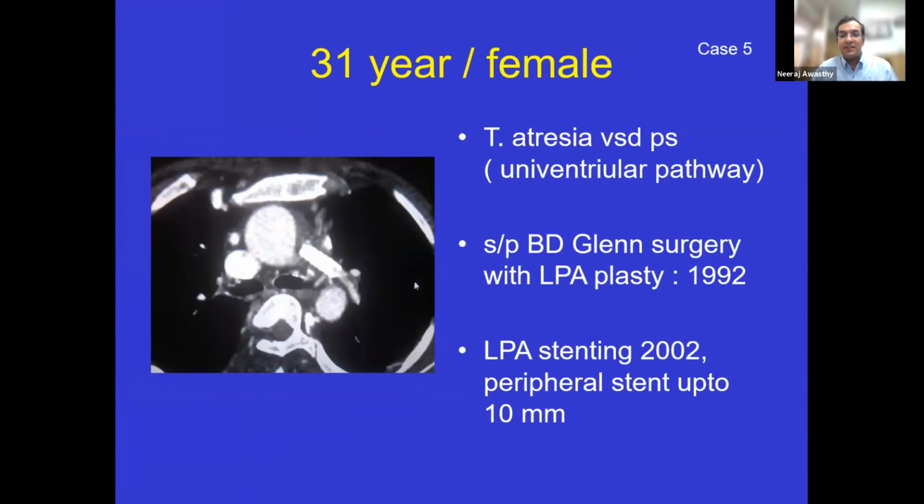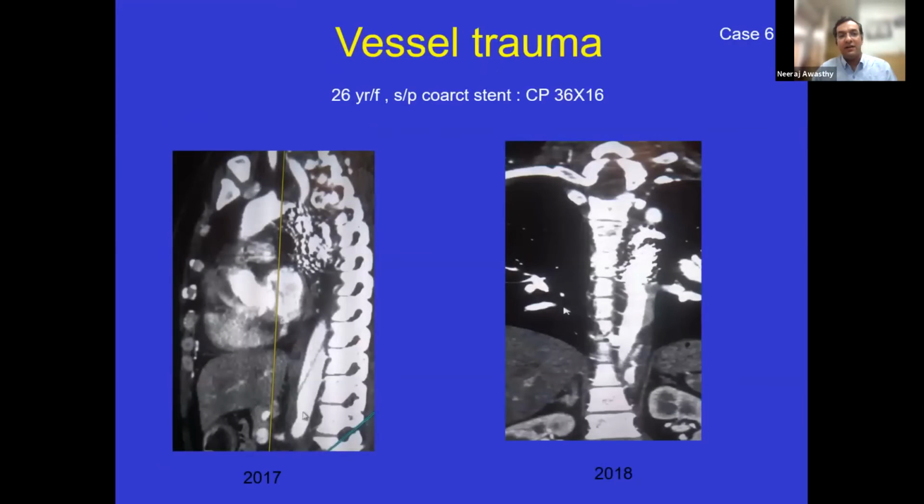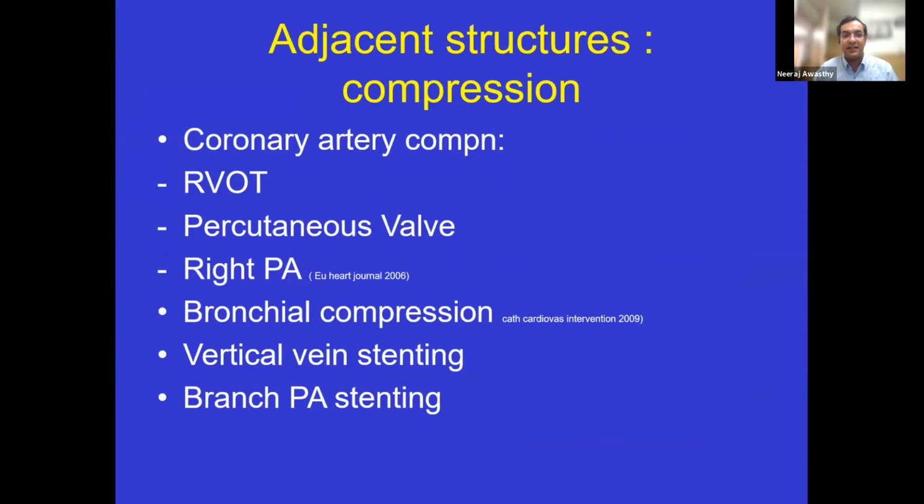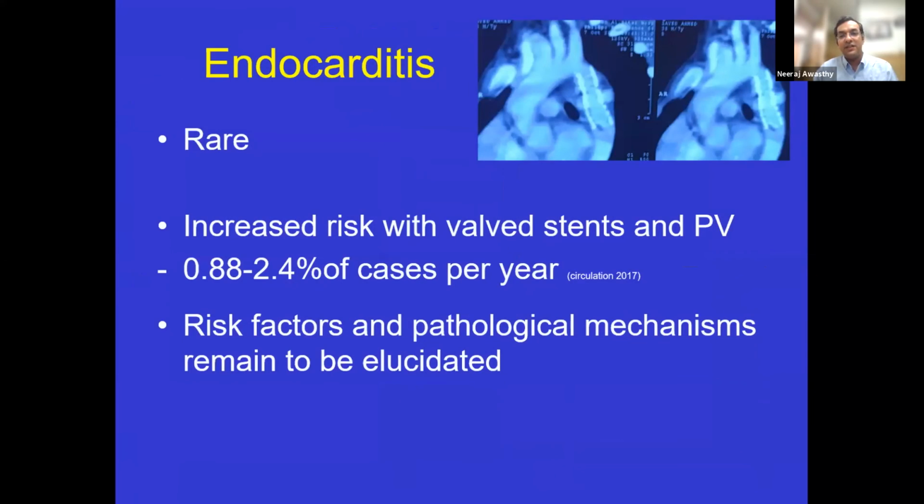And in grown-up patients, this is a case of tricuspid atresia where LPA stenting was done and a full LPA was stented. Local trauma is one of the important complications. One should be looking at local trauma in larger stents, as demonstrated in this particular case. In the interest of time, I will skip the TAPVC stenting. I will talk of this endocarditis case, which is still awaiting surgery. In 2 days, he is going to get operated.